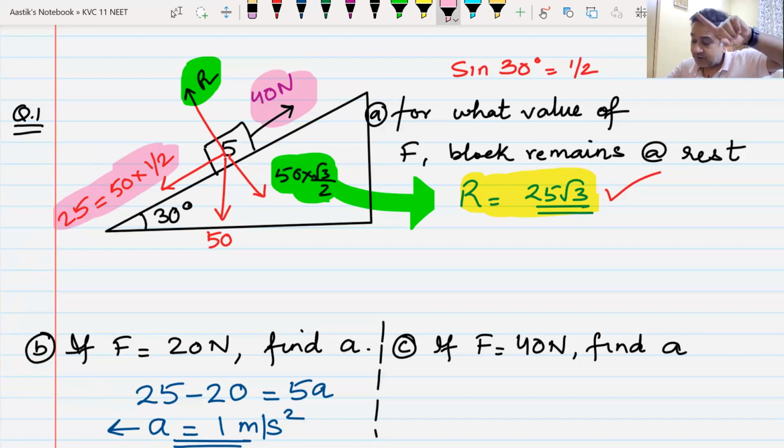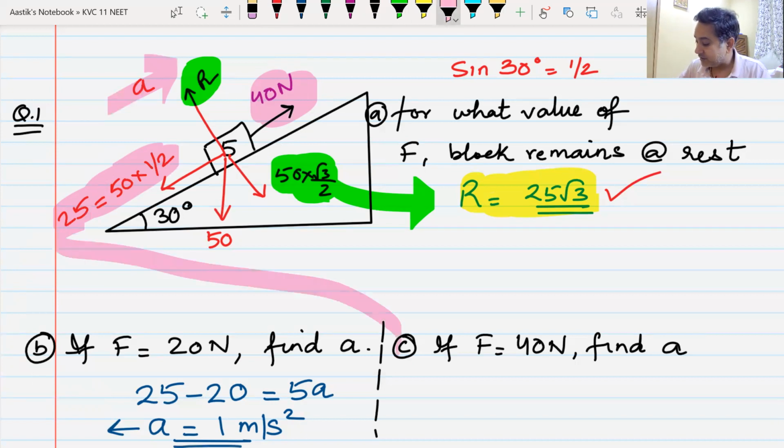40 Newton is upwards here, and 25 Newton is downwards. So it cannot move downwards, my dear friend. It has to move upwards. So I make that arrow here. It has to move upwards now because the upward force is more.